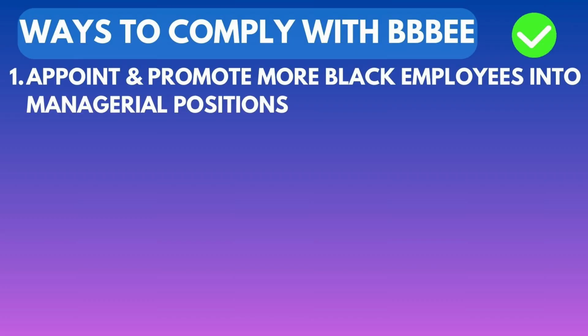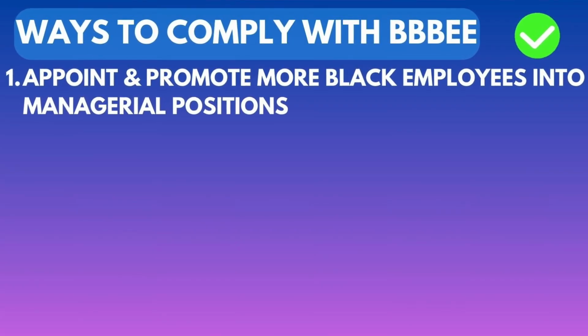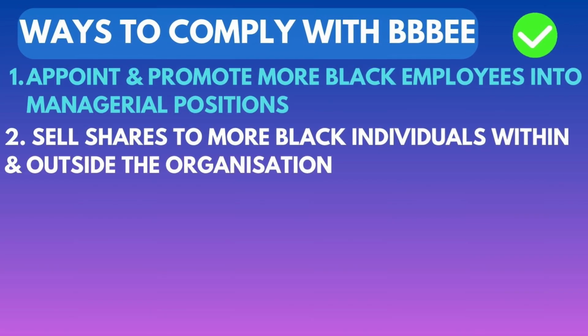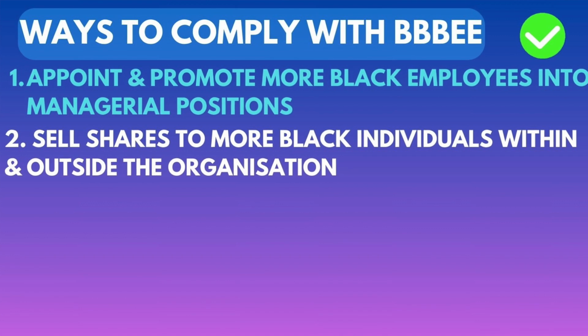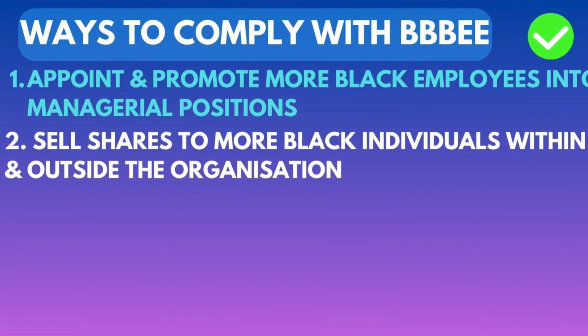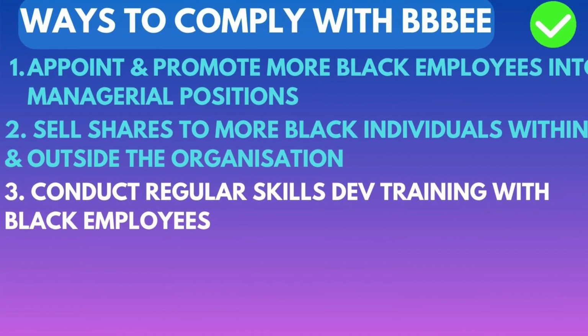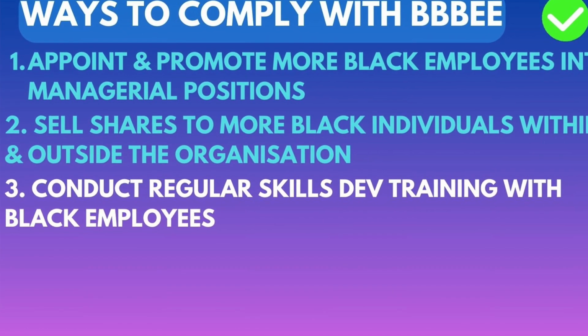Now, the ways in which a business can comply. If you want to do right in terms of broad-based Black economic empowerment, what is it that the business must do? Therefore, we're also going to discuss 5 points. Now, the first point, the business must appoint Black people in management positions. You see? And then the second point, the business must sell shares to their employees or to the public. And then the third point, the business needs to send Black people for skills development training.